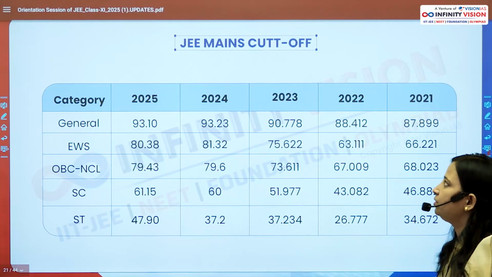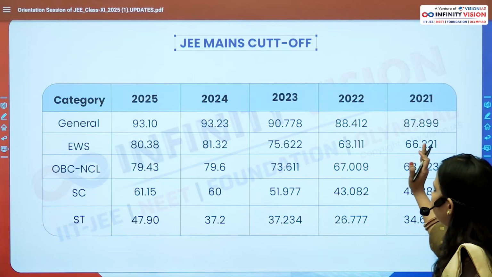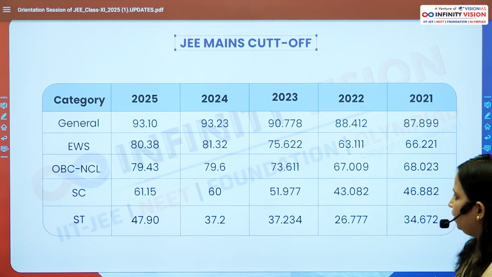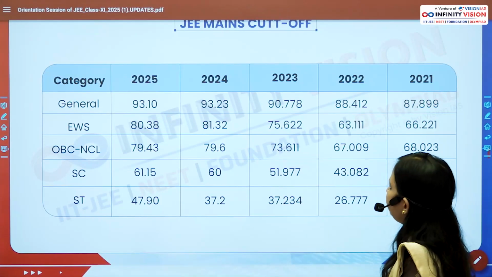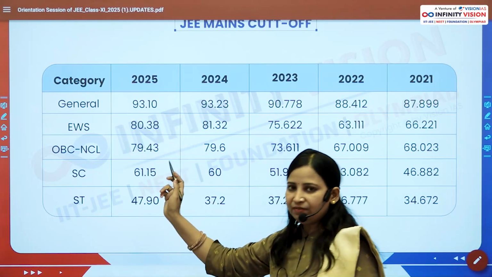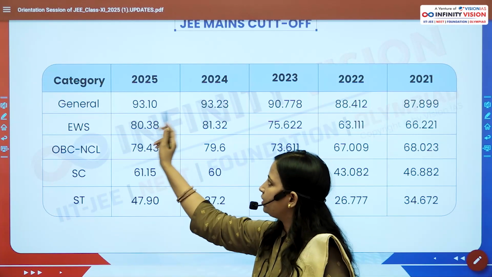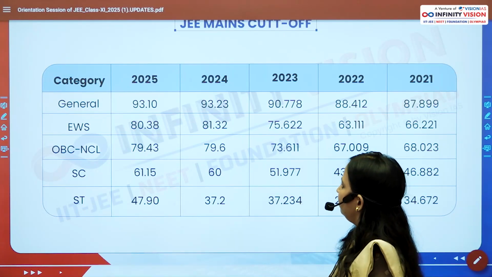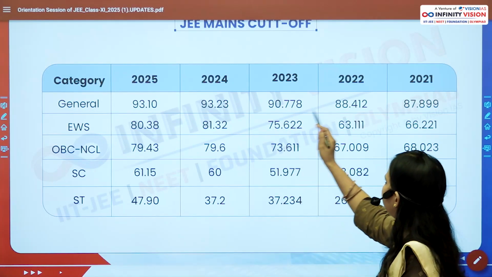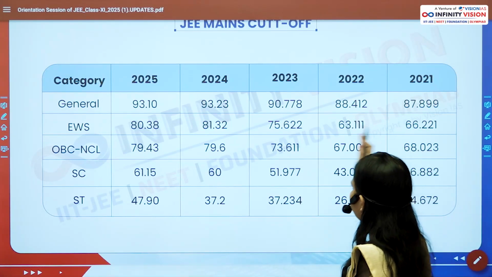Okay, now what are the cutoff trends? If we see from year 21 to year 25, you can see the different cutoffs which have come for these exams. You can see for the JEE Mains exam for the year 2025, for session 1, which was held during January, February, the general cutoff was 93.10. In 2024 it was 93.23. In 23 it was 90, and in 22 and 21 it was again lesser. Okay, it was 88 and 87 around.